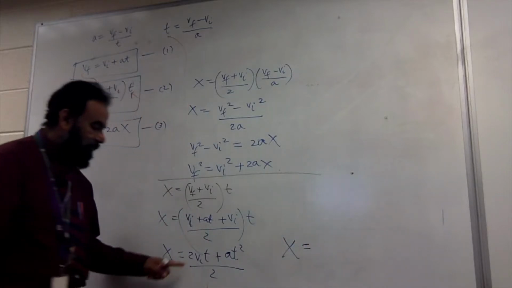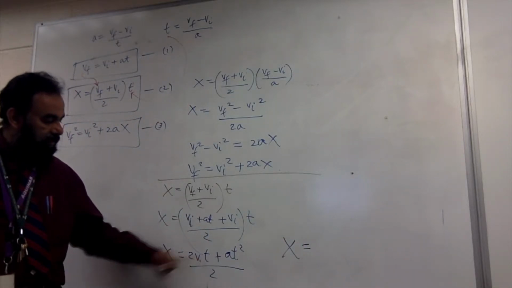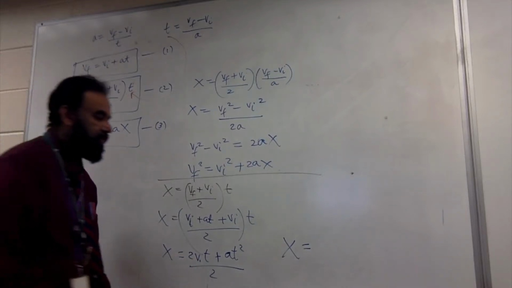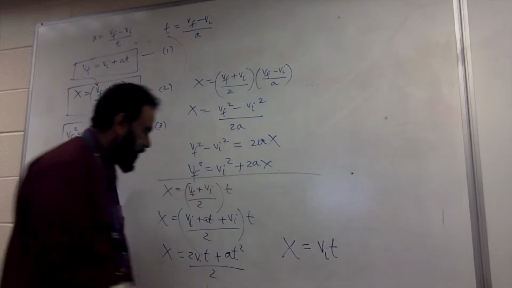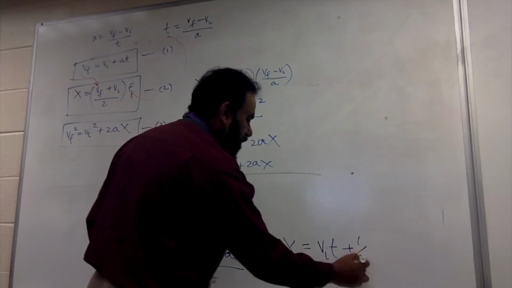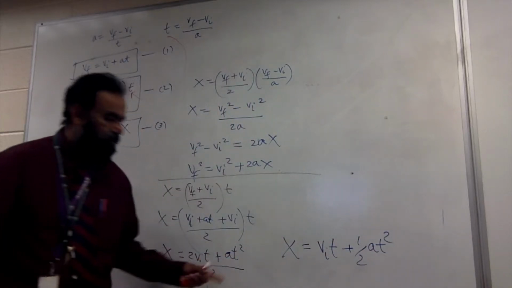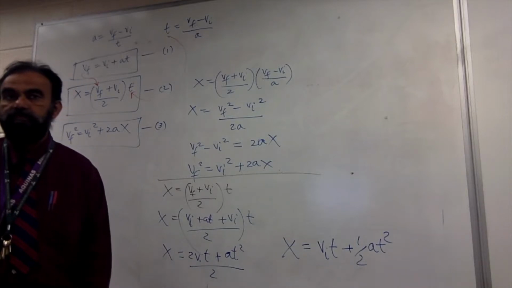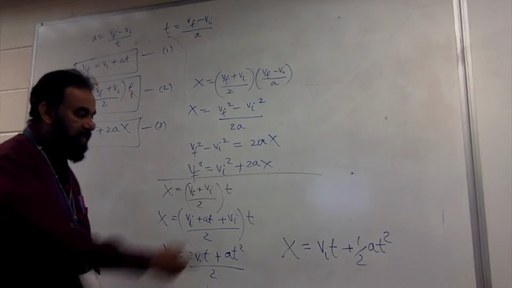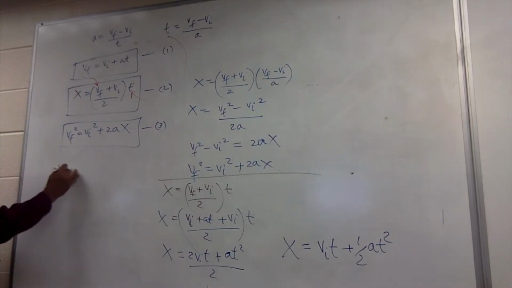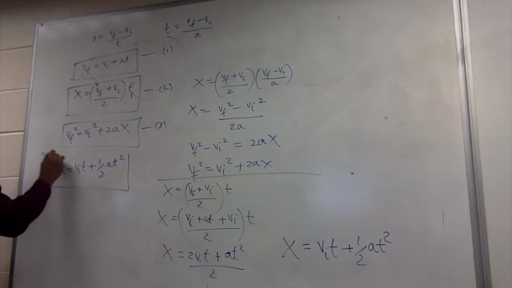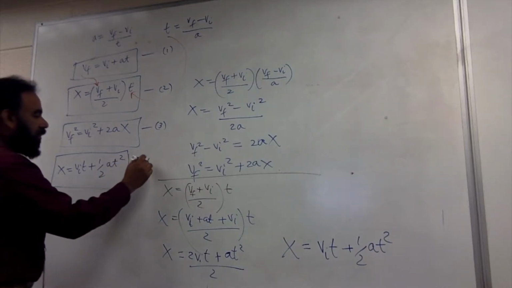X is equal to, what is 2 Vi times t divided by 2? Vit. What is At squared divided by 2? Plus half At squared. I'm just leaving it as half, because 1 At squared divided by 2 becomes half of At squared. That's our equation. X is equal to Vit plus half At squared. That's my fourth equation.